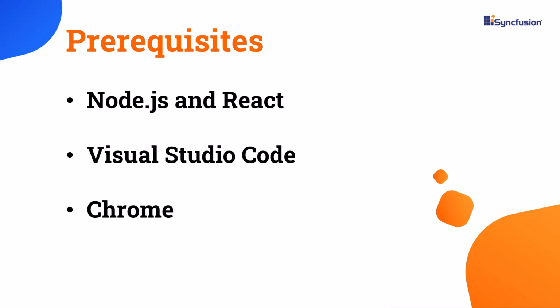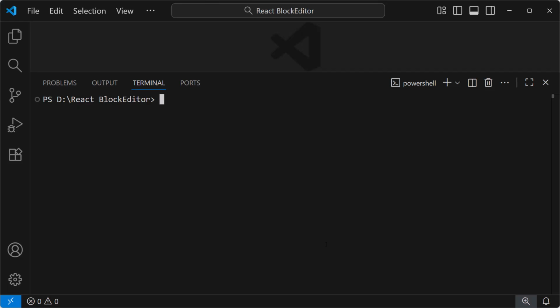Before moving forward, make sure you have installed the latest version of Node.js and React. I'll edit my code using Visual Studio Code and show the output in the Chrome browser. Let's start the application creation process. I open Visual Studio Code and create a React application using the command npx create-react-app and name my project, my-react-app. As I want to add TypeScript, I select the template TypeScript option.